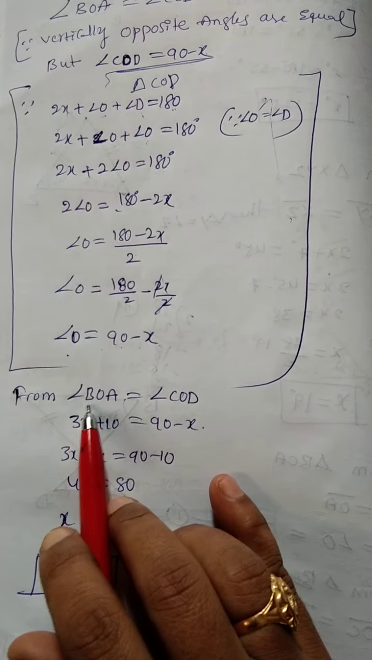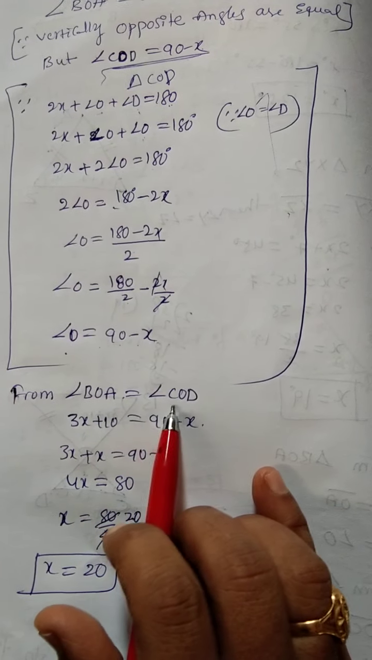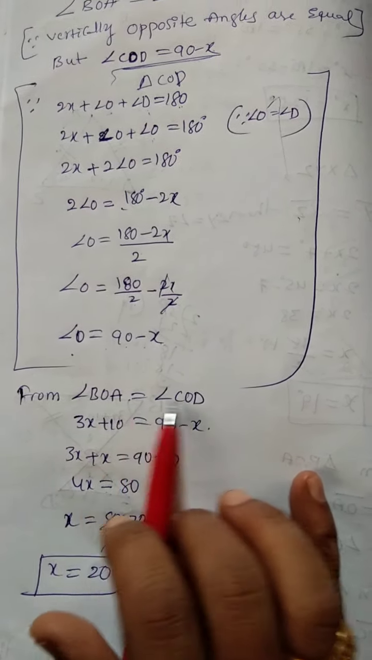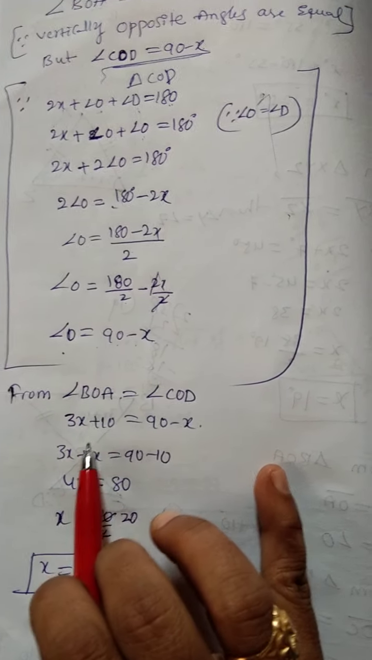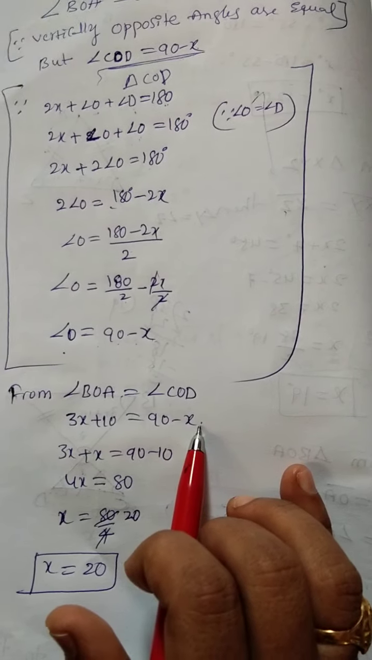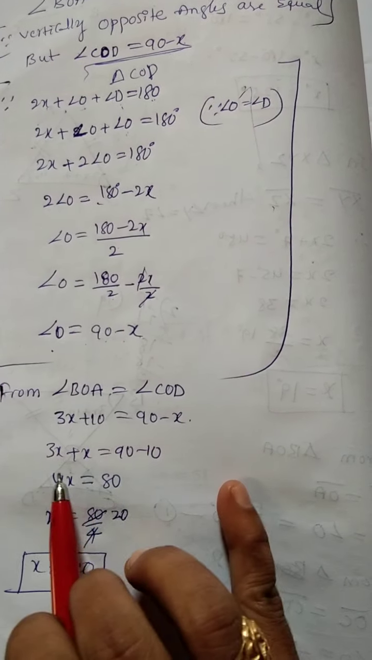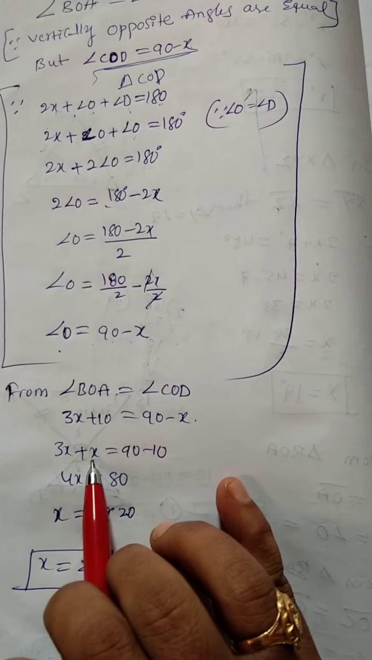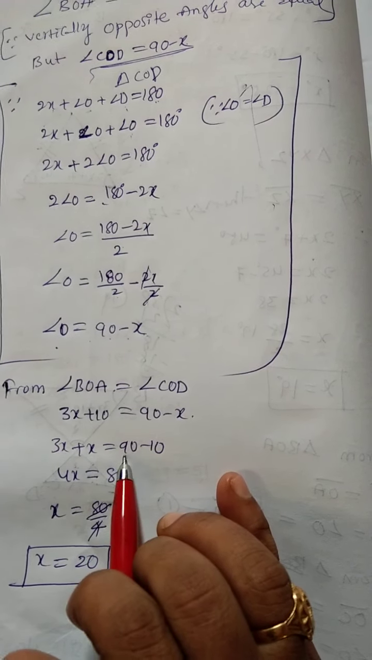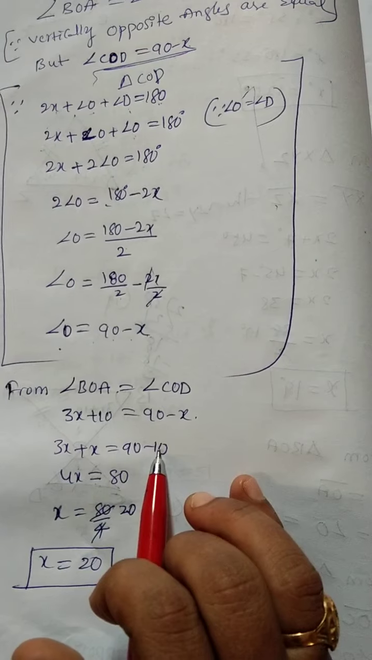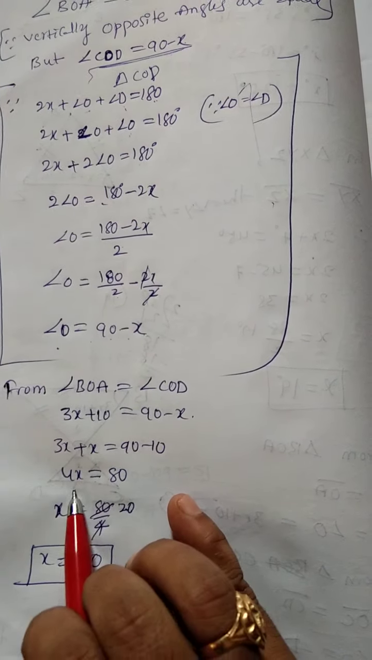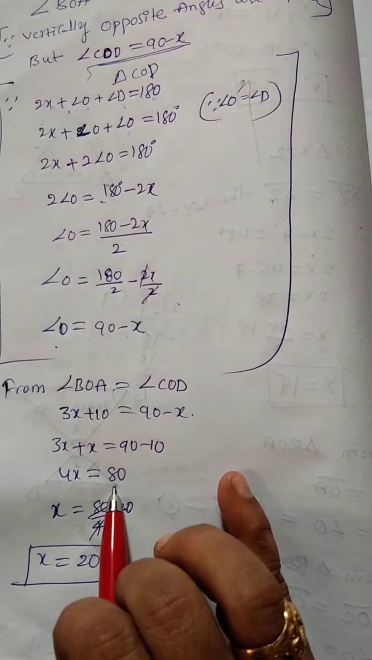From angle BOA is equal to angle COD, now you should equate these two angles. Vertically opposite angles are equal, no? So angle BOA 3x plus 10 is equal to angle COD 90 minus x. We should equate these two. Okay. Now transpose of minus x will become plus x. So 3x plus x is equal to 90. Transpose of plus 10 will become minus 10. Okay. Now 3x plus x, 4x is equal to 90 minus 10, 80.